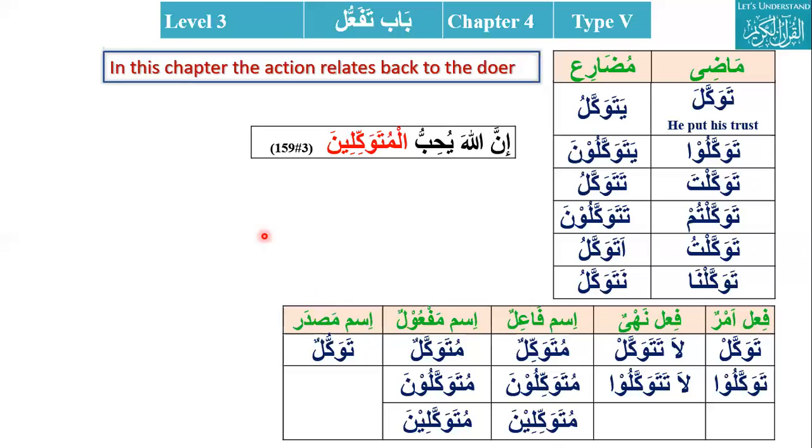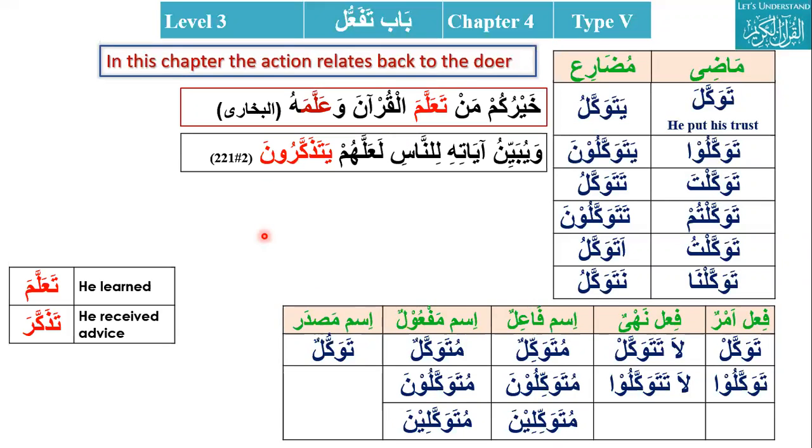So now I would request Brother Akhtar to take over and lead the class. Bismillah ar-Rahman ar-Rahim. So we are on level 3, chapter number 4, Bab Tafa'ul. First we did Bab Taf'il, then Bab Mufa'ala, then Bab If'al, and today we are doing Bab Tafa'ul. And the representative word, as we did, is tawakkala, yatawakkalu, and the master is tawakkul.